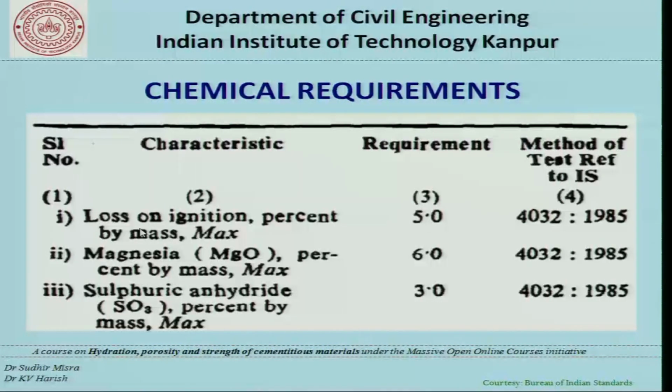So, what you find is that the loss on ignition is mentioned as 5%, that is maximum. The magnesia content is mentioned maximum as 6%, and sulfuric anhydride content in terms of sulfur trioxide maximum is mentioned as 3%. And remember that all these things are as per 4032. So, these are for normal Portland cement, and the same thing is applied to even Portland pozzolana cement.